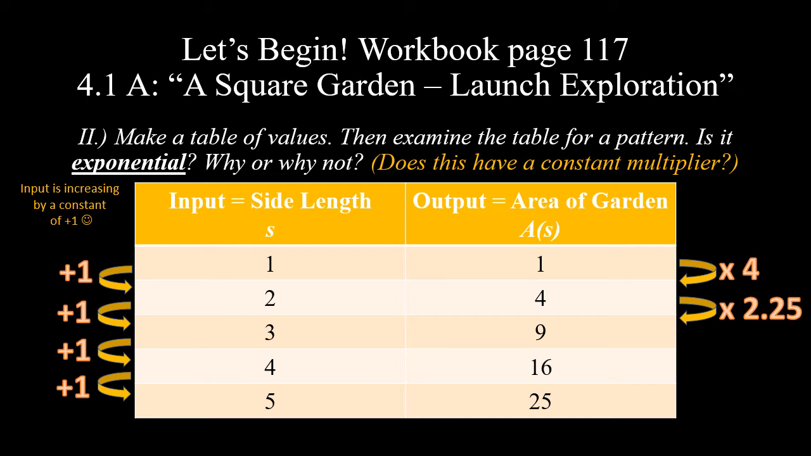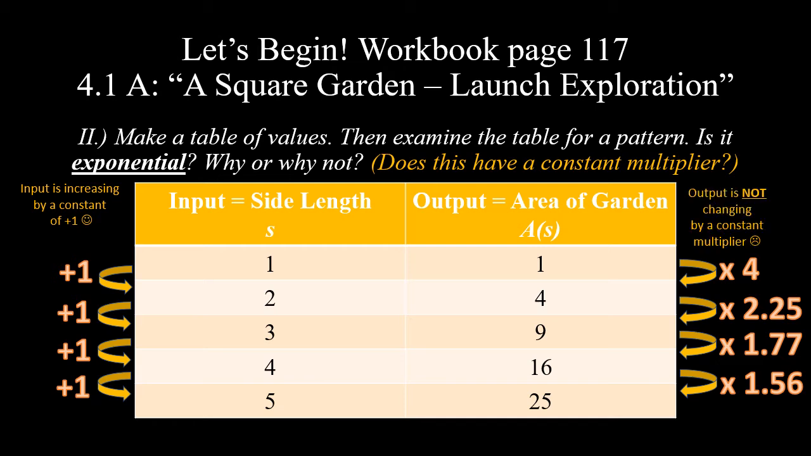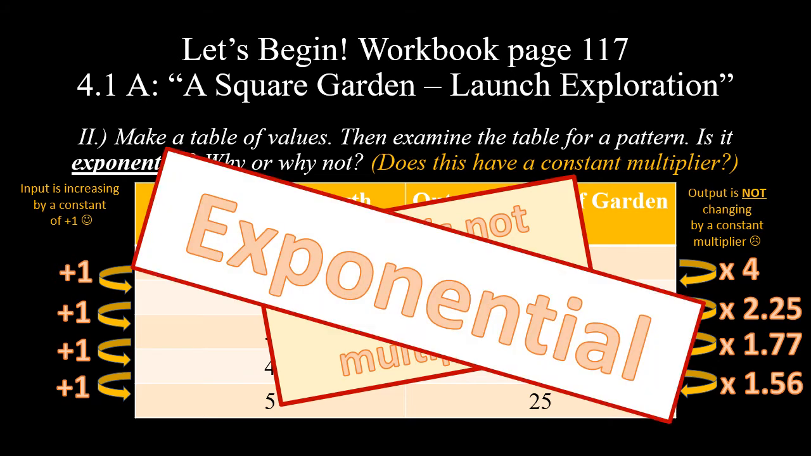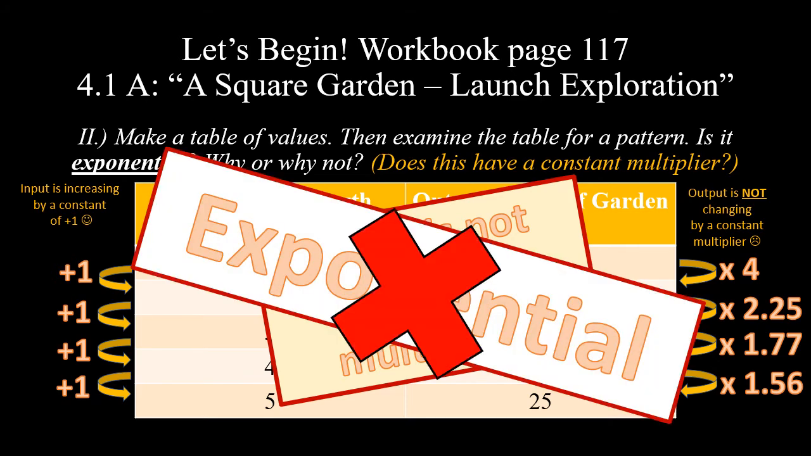Well, let's just see what's going to continue happening here. To go from 9 to 16, now I'm multiplying by 1.77. And to go from 16 to 25, I'm multiplying by 1.56. So the output is not changing by a constant multiplier. There is not a constant multiplier, which means, sadly, this function is not exponential. So this function is not linear. It's not exponential. What is happening? What is this?